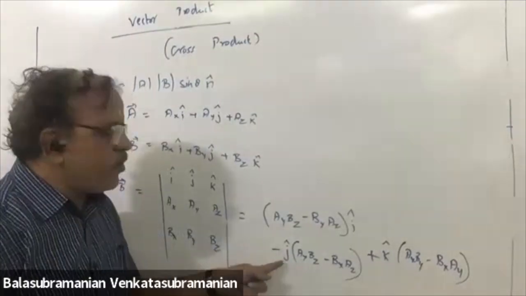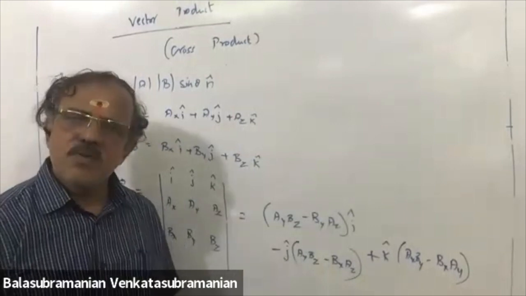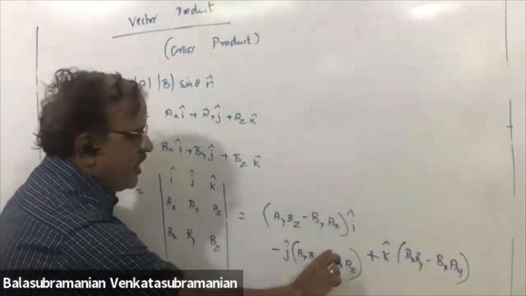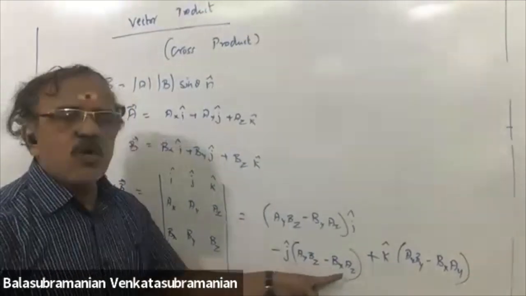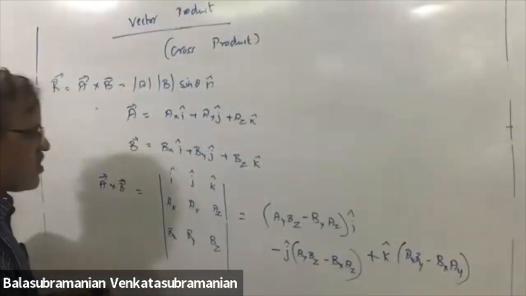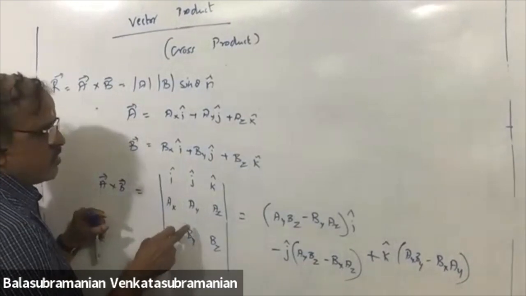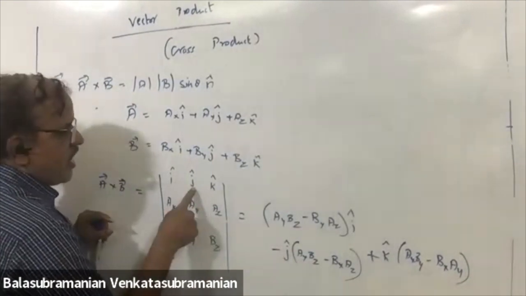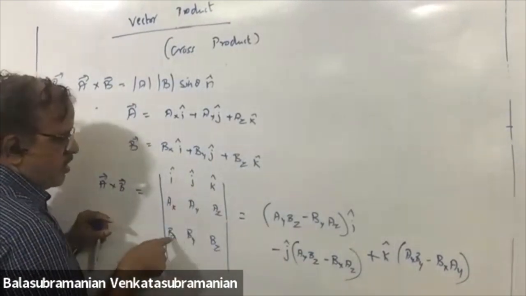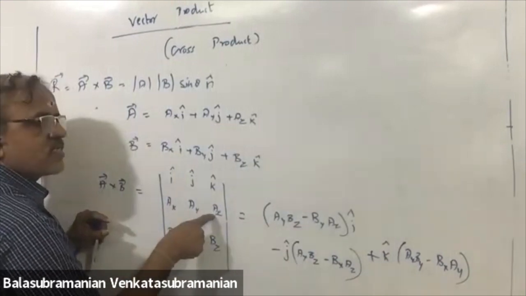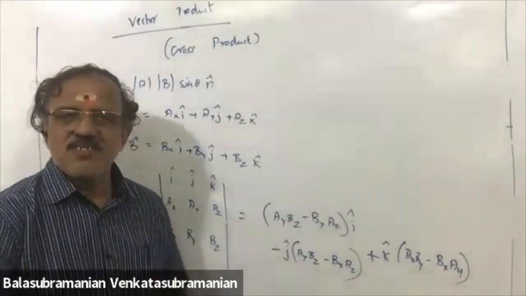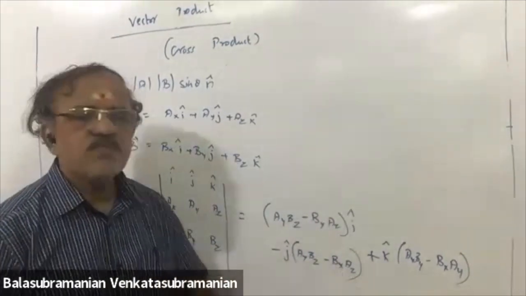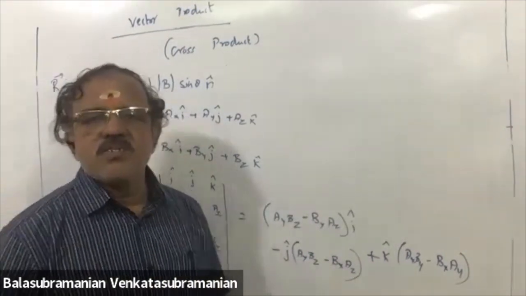Sir, here I want to put plus. Very well, you can put plus. Interchange. If you put plus j, it should be BX AZ minus AX BZ. Change. This is the resultant.